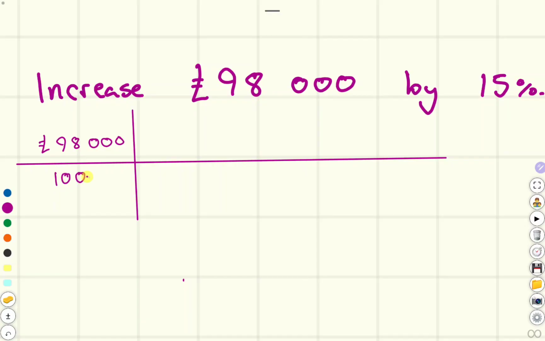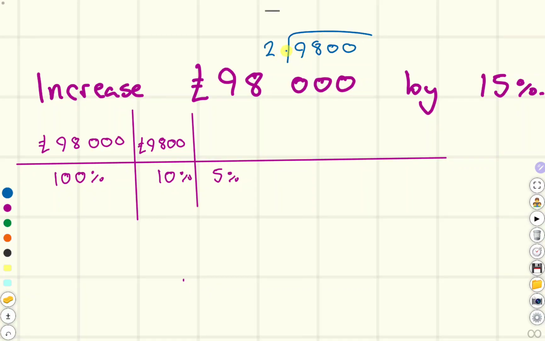That was 100%. I want 15%, so I'm going to find a 10%, which is divide by 10. So instead of £98,000, that's going to be 1 less 0, 9,800, and 5% is going to be half of that, remember. Now 9,800, that might be tricky to half in your head. So don't take for granted you can do this in your mind. Use a bus stop method to find half of it.